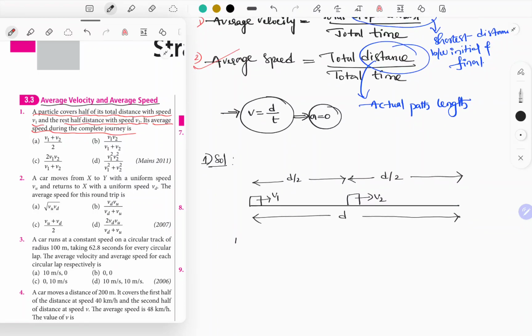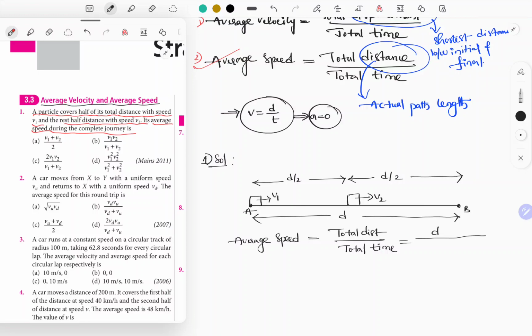What's the formula for average speed? Average speed is equal to total distance by total time. In all these numericals I'm going to use this formula. What is the total distance? Let's say this is point A and this is point B. The object travels from point A to point B. What is the total distance covered? It is going to be D.